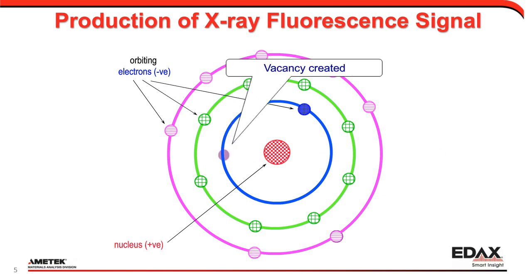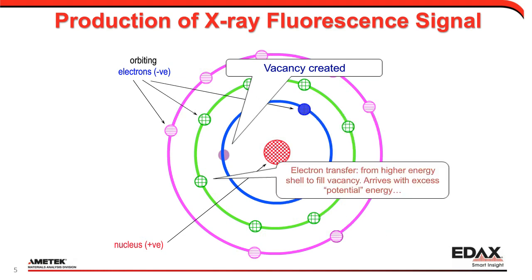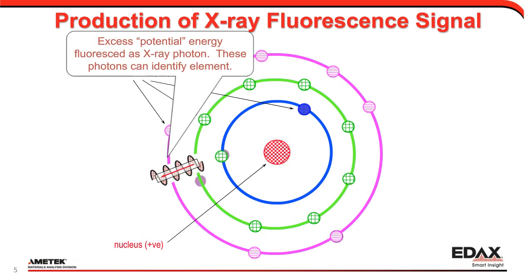A vacancy is created. We may have some residual X-ray photon created that could go off and do something else in the sample matrix. We now have a high energy state here, and electrons in higher energy shells are going to relax to fill that vacancy. In the process of relaxation down to the lower energy state, we are going to potentially fluoresce an X-ray photon, and the energy of that X-ray photon is characteristic of the element that you're measuring.